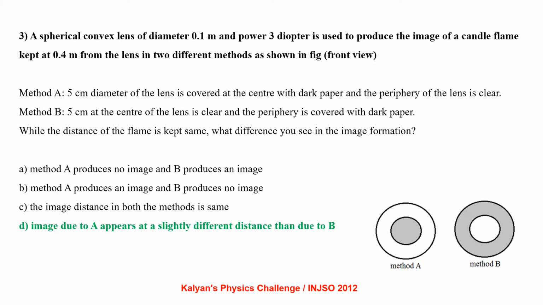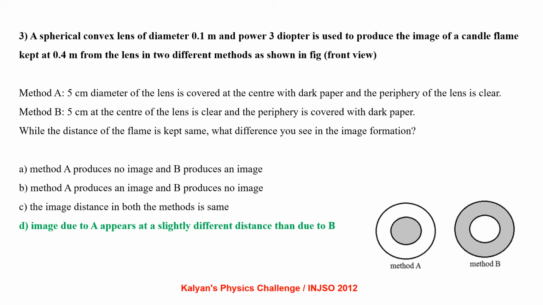A spherical convex lens of diameter 0.1 meter and power 3 diopter is used to produce the image of a candle flame kept at 0.4 meter from the lens in two different methods as shown in figure. Method A, 5 cm diameter of the lens is covered at the center with dark paper and the periphery of the lens is clear. Method B, 5 cm at the center of the lens is clear and the periphery is covered with dark paper, while the distance of the flame is kept same. What difference you see in the image formation?